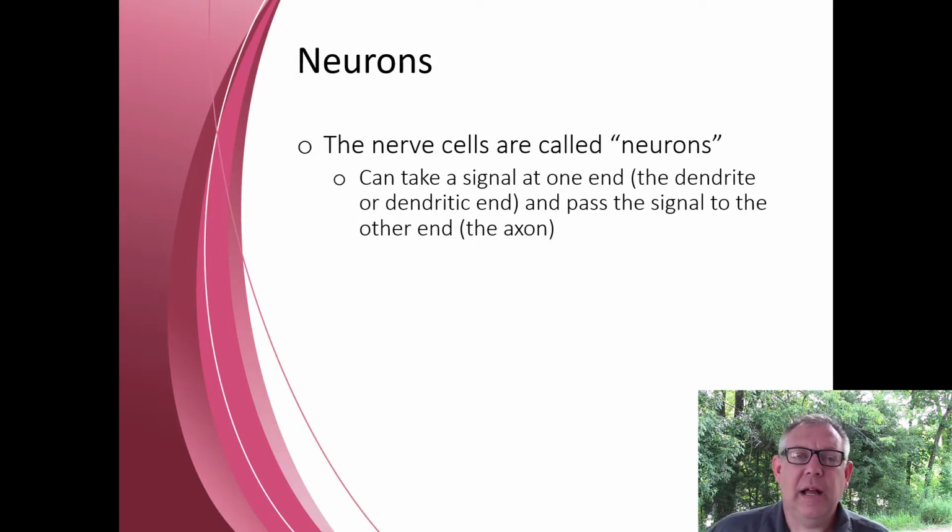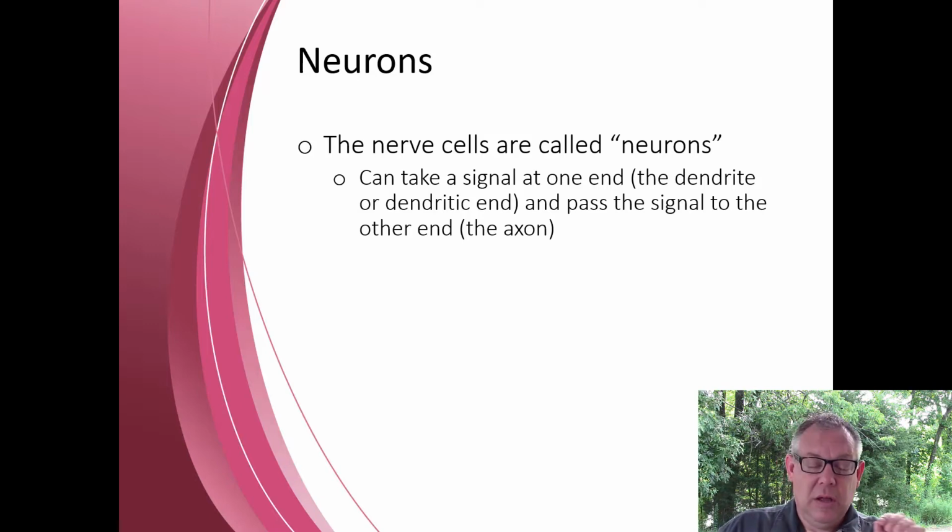Okay, so like I said, the central player in this drama is the neuron. Nerve cells are called neurons. And the basic idea of a neuron is it can take a signal from one end of the cell and pass the signal to the other end. And so where the signal starts is called the dendritic end, or the dendrite, and where the signal ends up is called the axon.